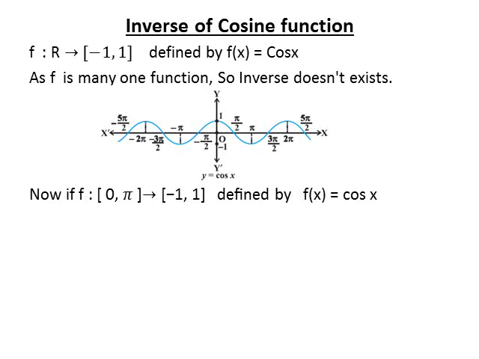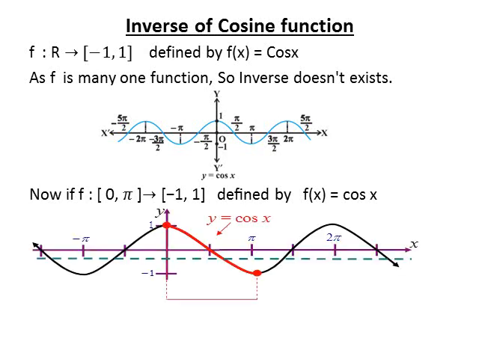And range of the function is also equal to codomain. So function is bijective. Let's observe it with the graph. Here, the curve of the cosine function within the closed interval 0 to pi is highlighted with red color. In this interval, it is one-one and onto both.